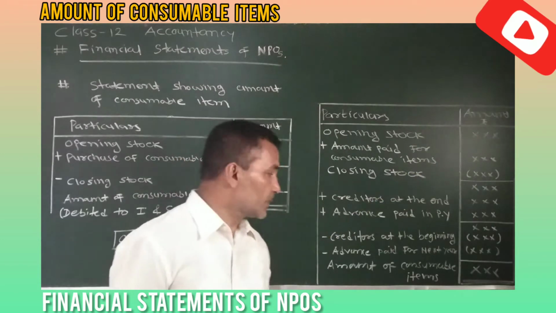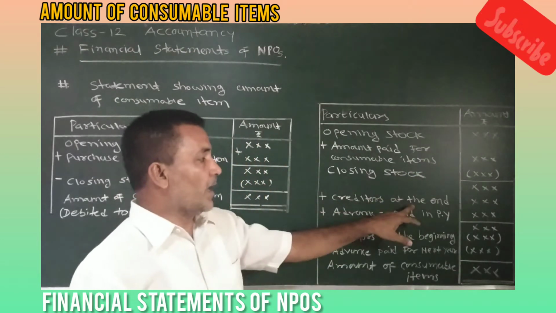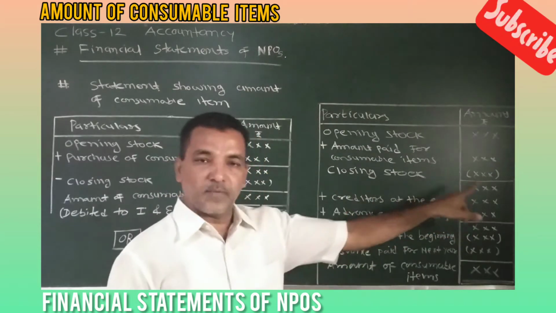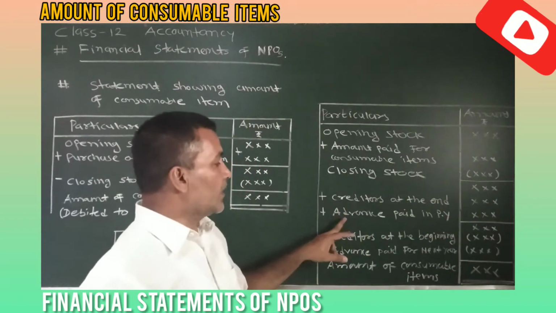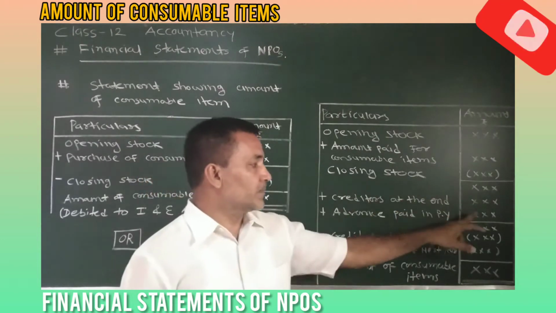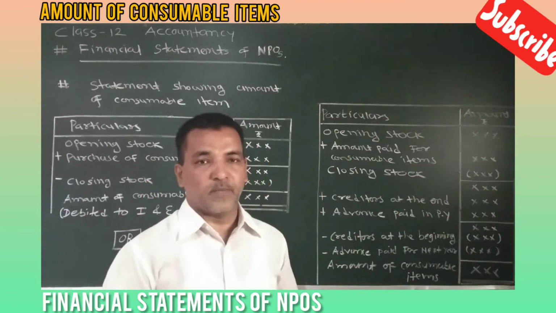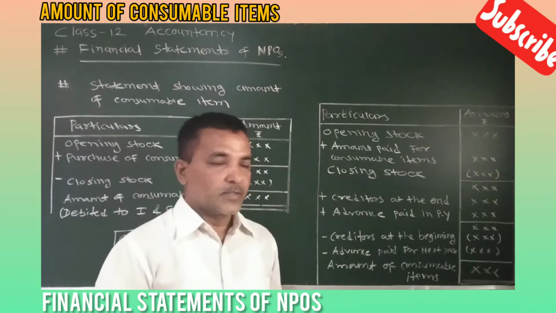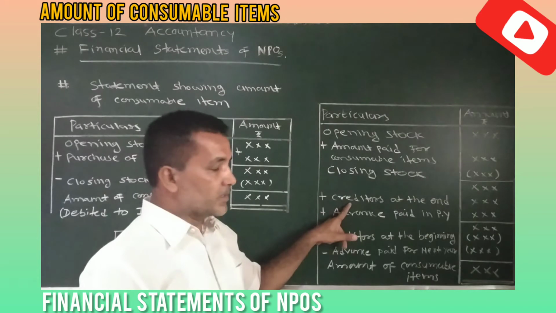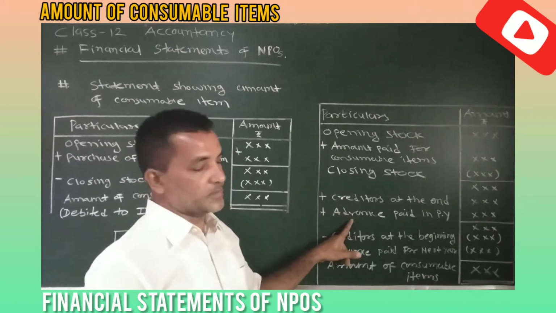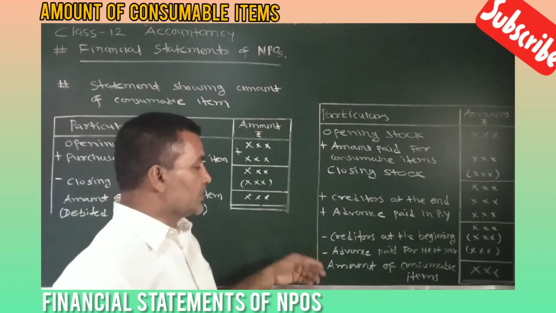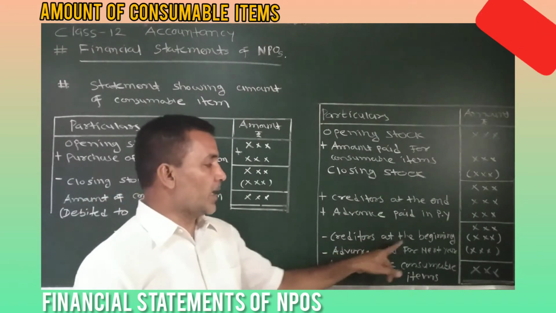In that, creditors at the end for the consumable item will be added. That means closing creditor will be added, and advance paid to creditor in previous year will be added. Last year we have paid advance, so that is for the current year, so it will be added. So closing creditors and opening advance, these two items will be added. From this you have to minus creditors at the beginning.